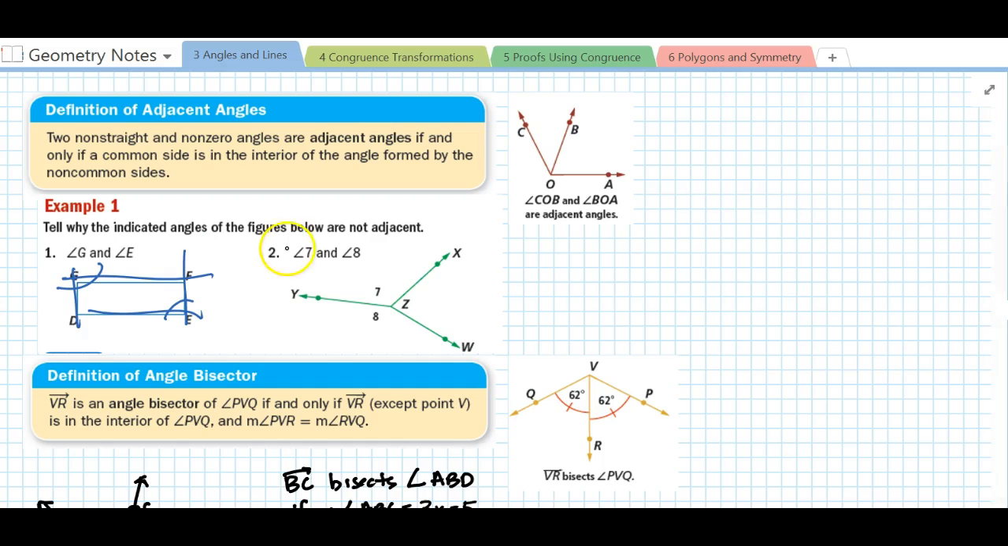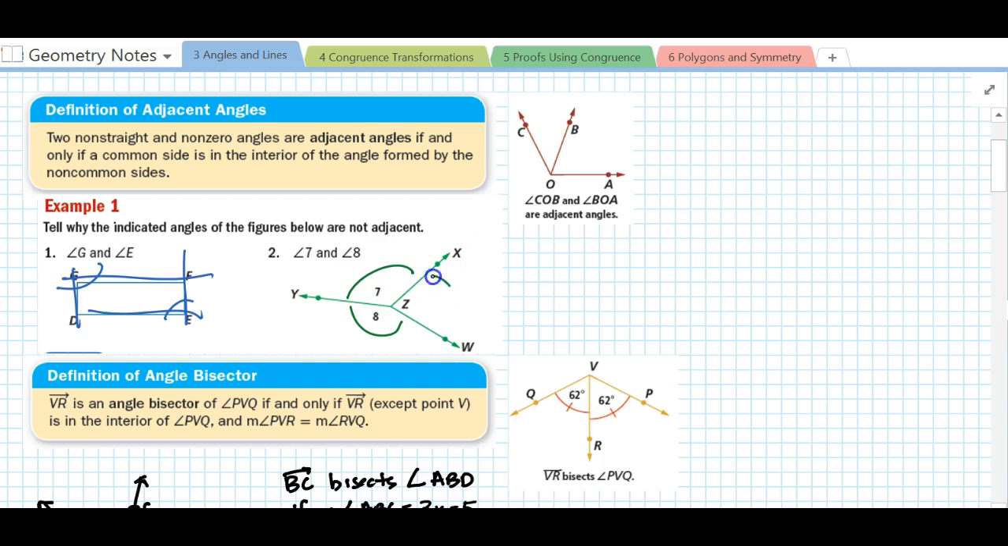Let's look at number 2. They're saying that angle 7 and angle 8 in this picture are not adjacent. Well, it clearly looks like they share this side YZ. Here's angle 7, here's angle 8. Definitely looks like they're next to each other.